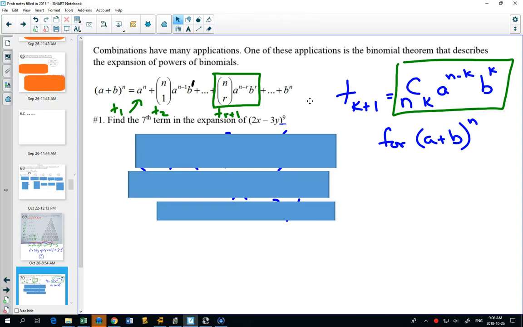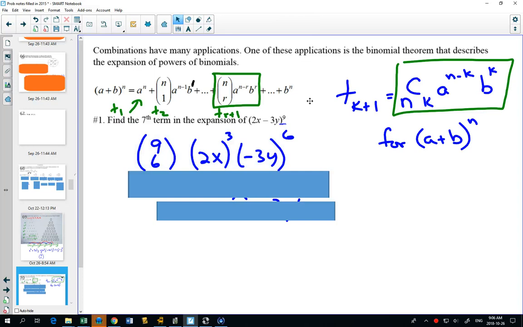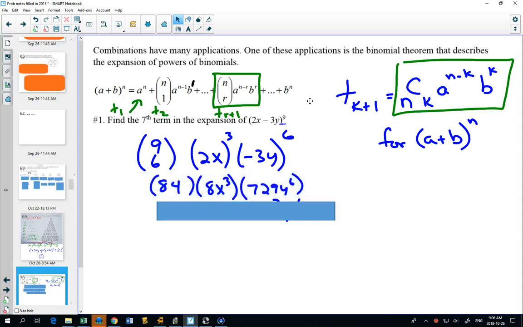So using the formula, find the 7th term. Well, the 7th term, the r value would be 1 less. It would be 9 choose 6. Your first term is 2 to the x, 9 minus 6 there, negative 3y to the 6. Simplify each thing separately. Keep them in brackets so as not to make any mental math errors, and then combine everything in the end.